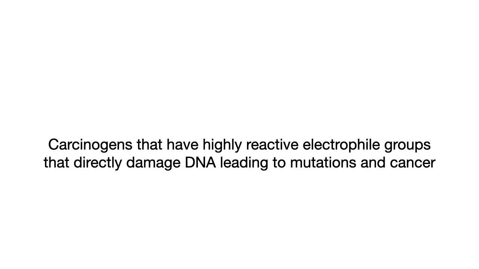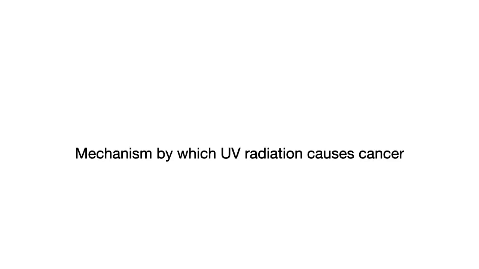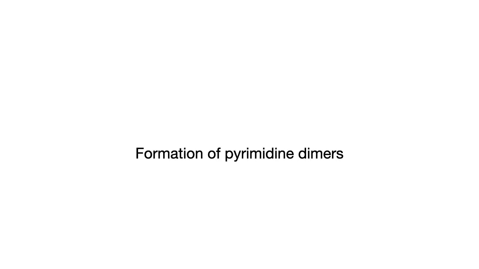These are carcinogens that have highly reactive electrophile groups that directly damage DNA, leading to mutations and cancer. These are chemical carcinogens. This is the mechanism by which UV radiation causes cancer. Formation of pyrimidine dimers.